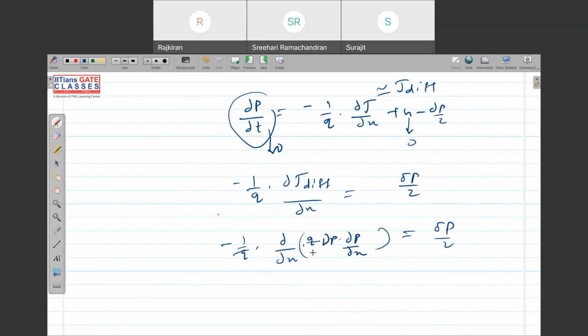Negative is there also. So negative cancels with positive. The negative and the diffusion negative will get cancelled. It will become positive.